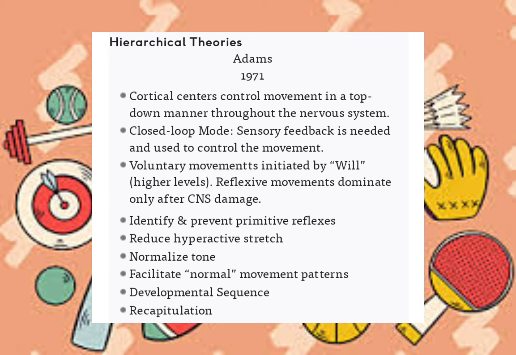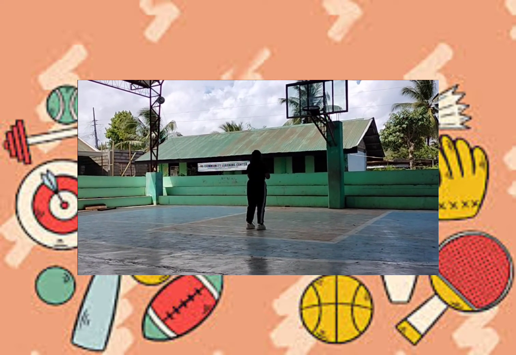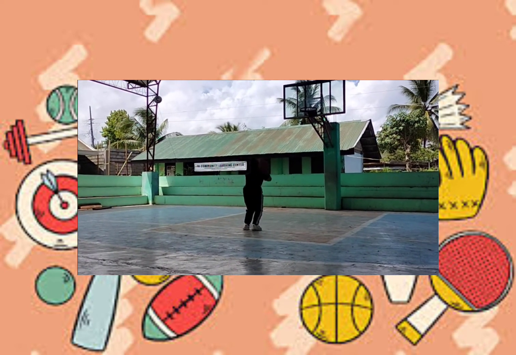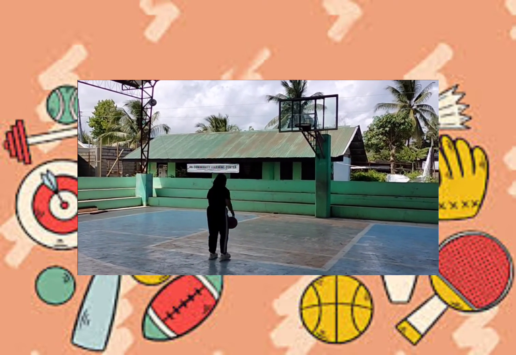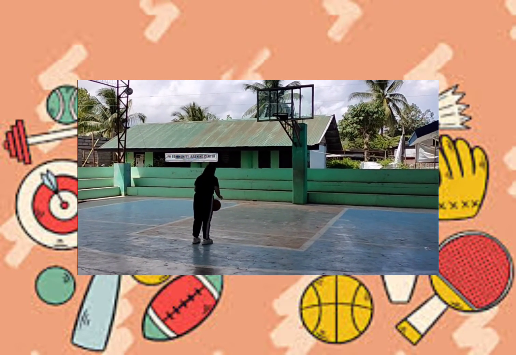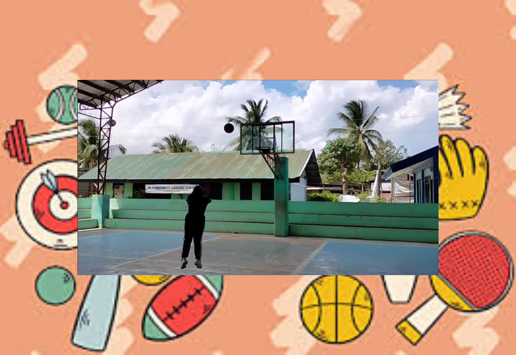Identify and prevent primitive reflexes. Reduce hyperactive stretch. Normalize tone. Facilitate normal movement patterns. Developmental sequence and recapitulation. In the hierarchical theory, the player shows his or her progression in shooting the ball. The player uses a distance-to-distance process from the ring when doing the shooting.